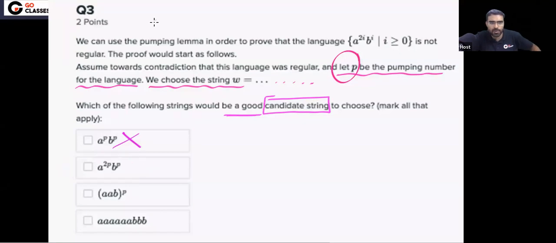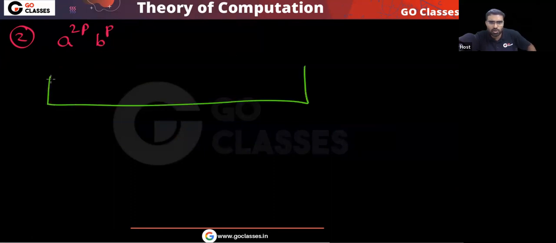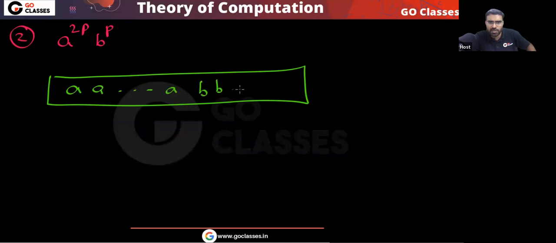A power 2P, B power P. Yes, this has authority. Okay, so let's start with this. A power 2P, B power P. Okay, will it violate? See, this is your string. Your string is this: A power 2P and B power P.